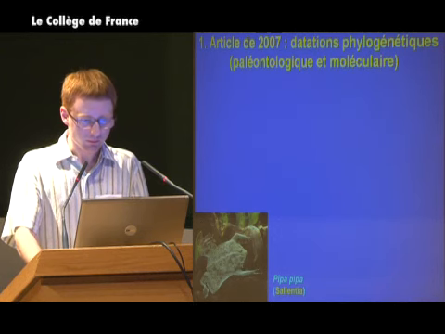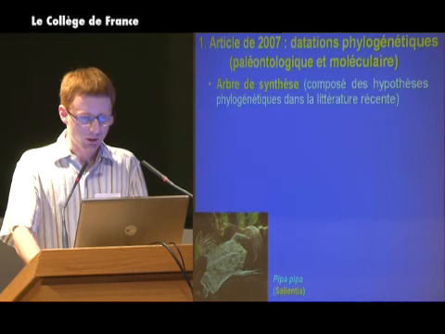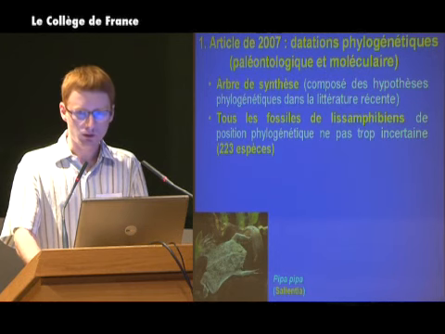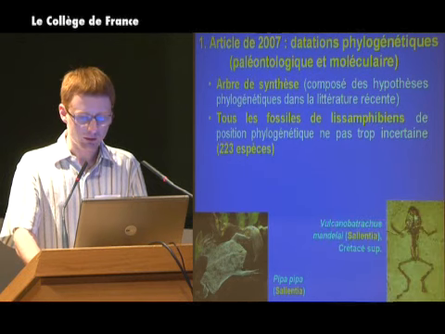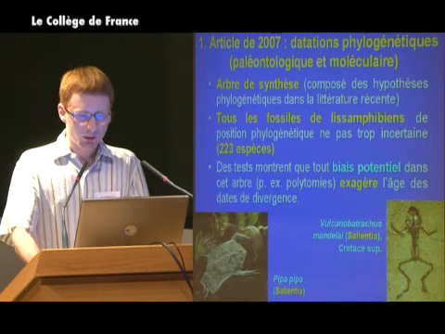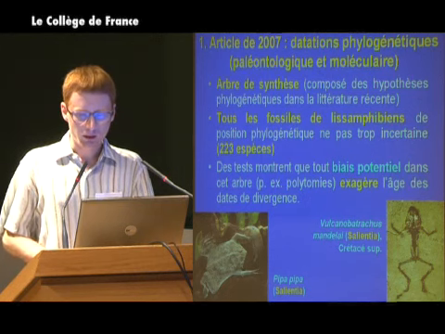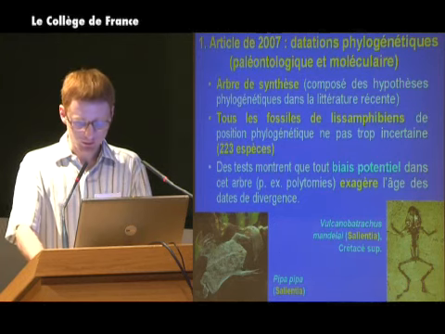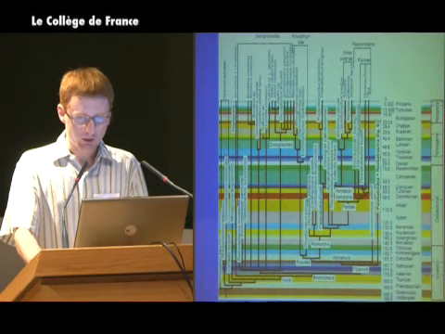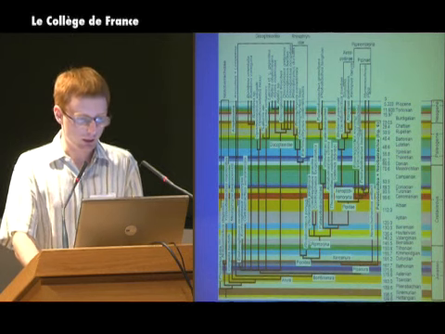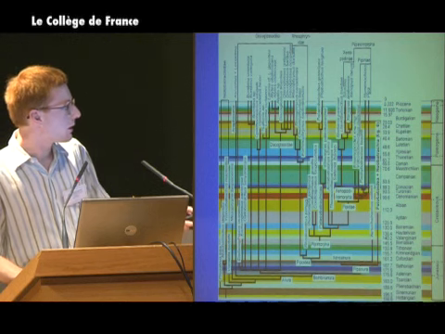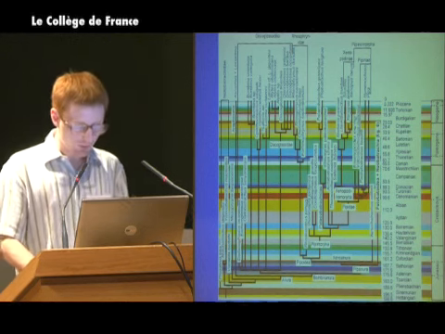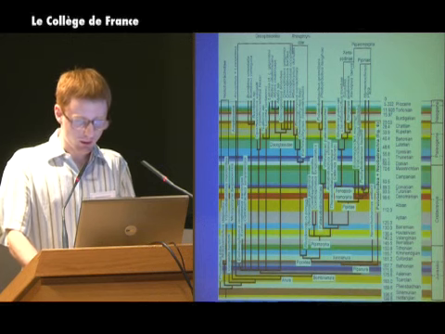In the first paper, we made a supertree and added to it all fossils of modern amphibians that we could, 223 species in all, this one for instance. And various tests show that all potential bias in this tree favors too young divergence dates. So this is what a small part of the supertree looks like, with lots of fossil species in their phylogenetic and stratigraphic positions. And the dating works like this.